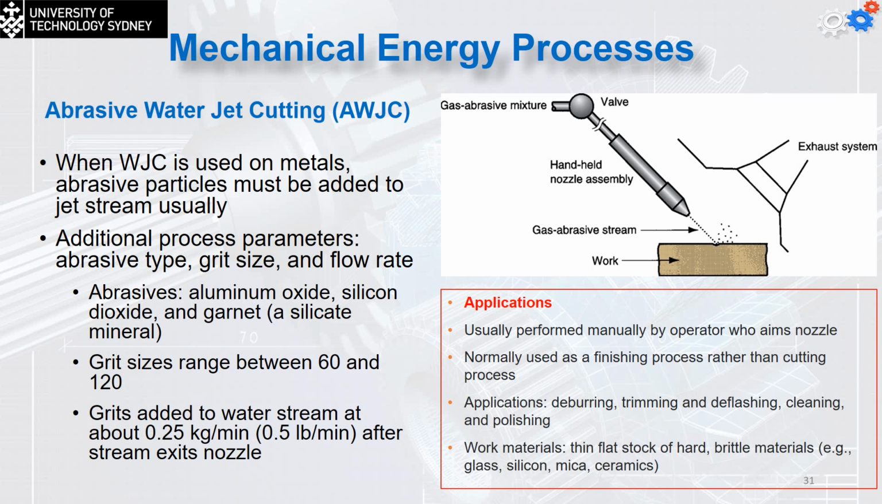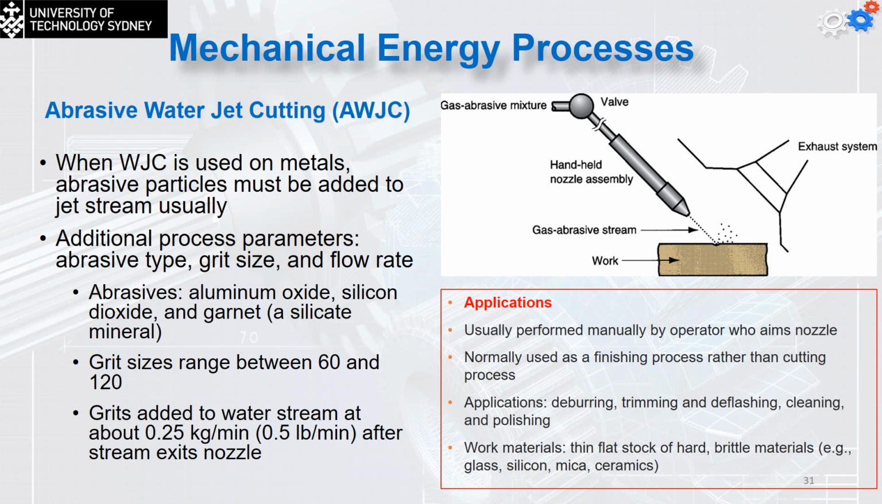So additional process parameters are going to be the abrasive type, grit size, and the flow rate. The abrasives are like aluminum oxide, silicon dioxide, and the granites. And the grit size range is something between 60 and 120. The grit added to the water stream is about 0.25 kilogram per minute after the stream exits the nozzle.